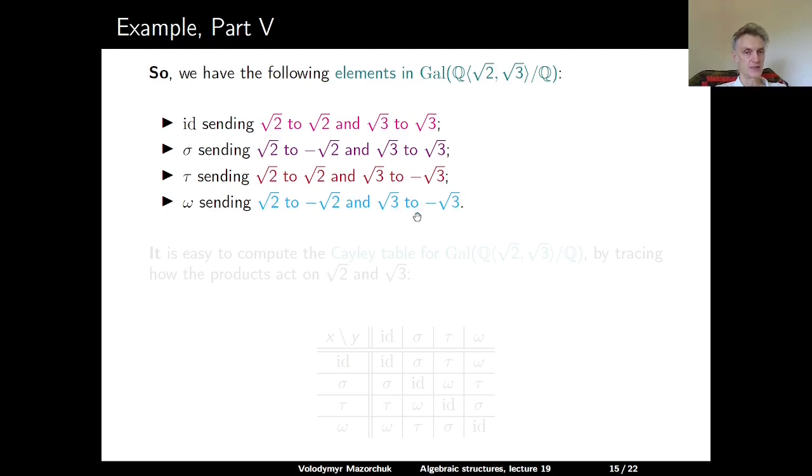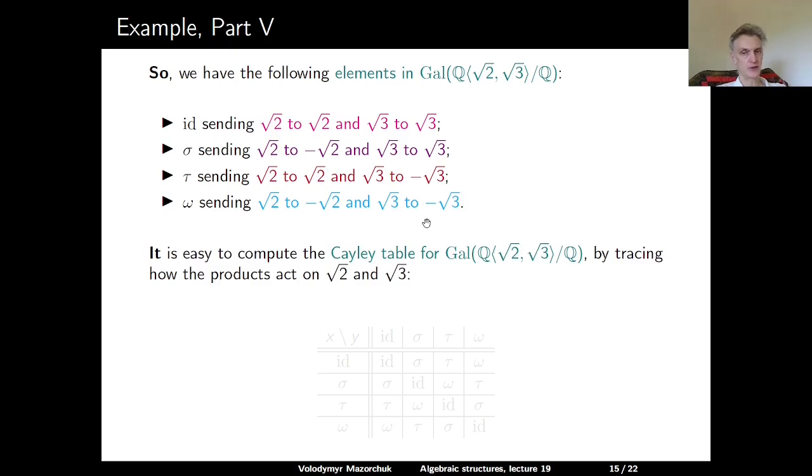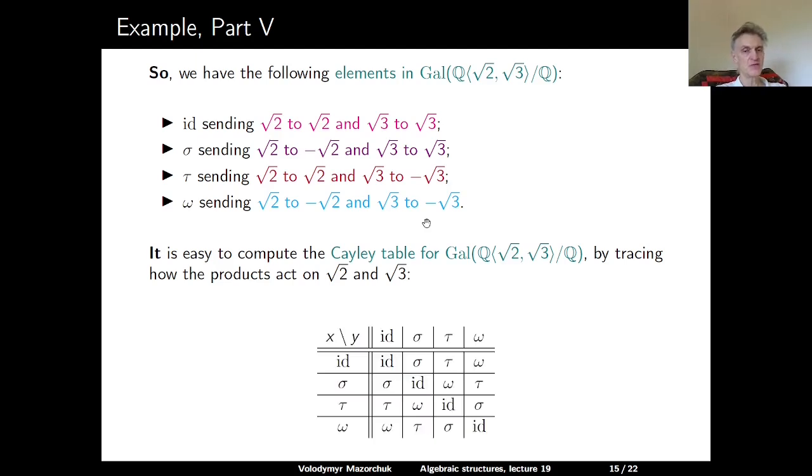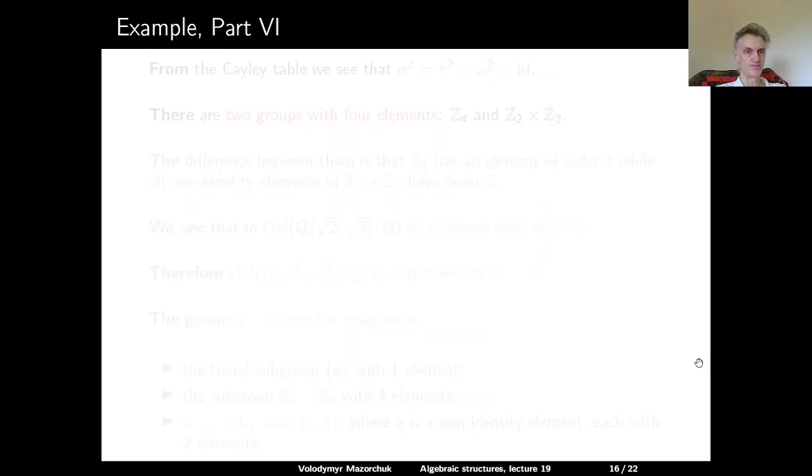And now from this data we can compute the Cayley table for the Galois group by just looking at what the elements do on the square root of 2 and the square root of 3. We have the following table. Of course, the identity multiplies as the identity. So sigma squared, tau squared, and omega squared are the identity. And then sigma tau is omega, sigma omega is tau, tau sigma is omega, tau omega is sigma, omega sigma is tau, and omega tau is sigma.